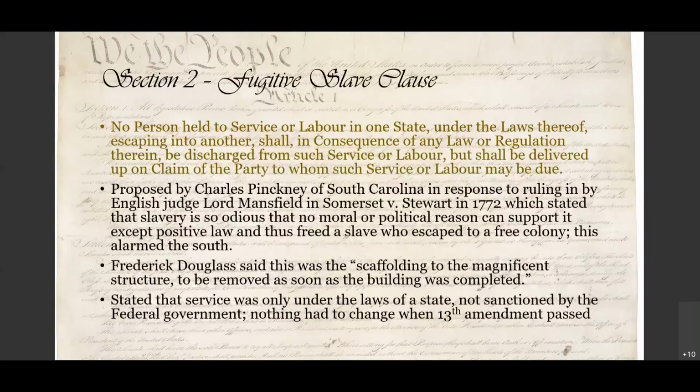Section 2 continues with the fugitive slave clause. Now, of course, today this really doesn't have an effect, but it's in the Constitution, and I thought we should at least delve into the causes of it and why that was there.